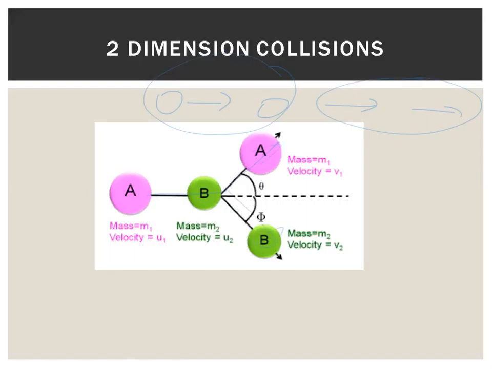And what we find is that the horizontal momentum is conserved as well as the vertical momentum. And in this case, the vertical momentum is actually zero. So zero vertical momentum here, there must also be zero vertical momentum afterwards. In other words, the momentum of A cancels the momentum of B in the vertical direction.